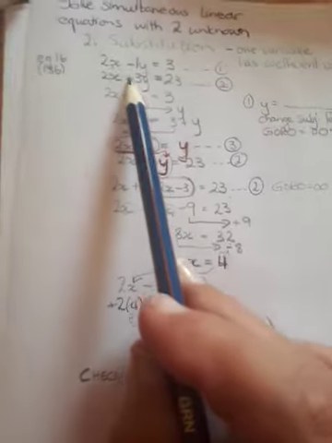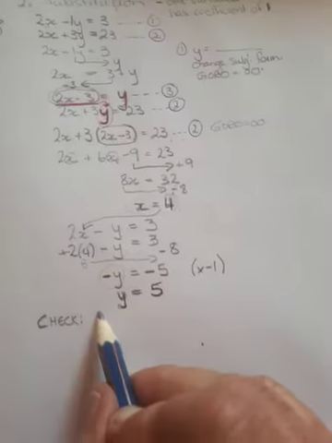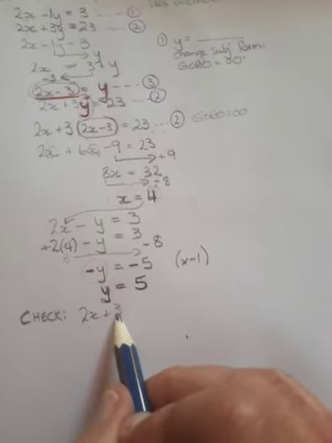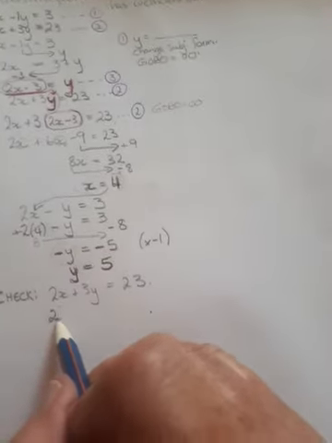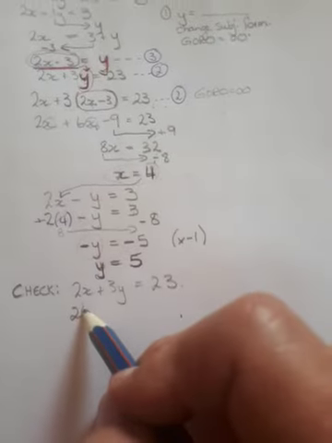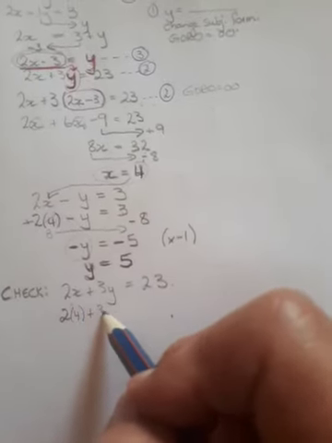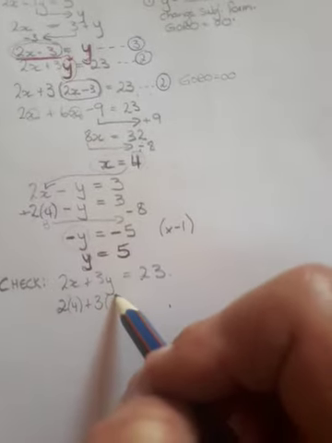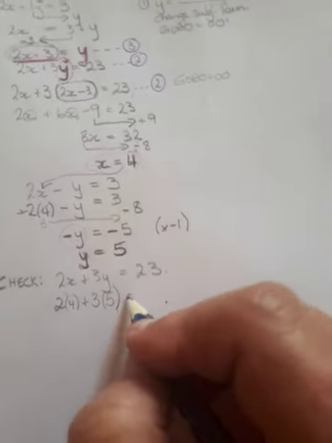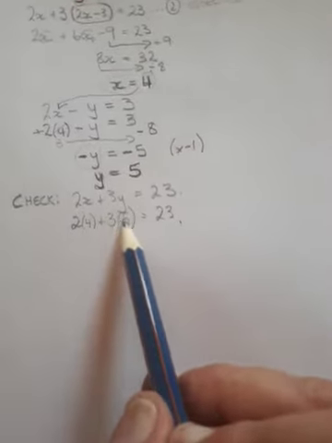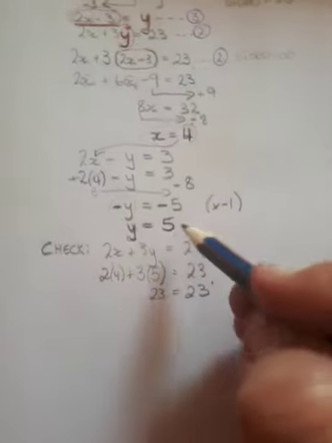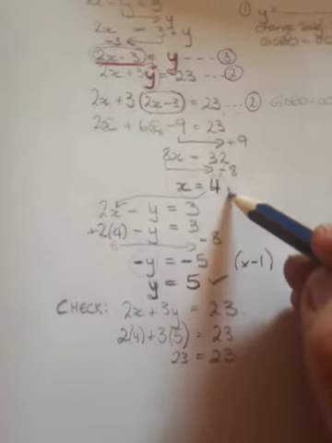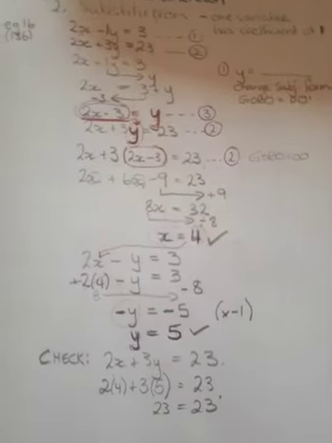Okay, take one of the equations. I will now take equation 2. 2x plus 3y equals 23. Okay, then 2, instead of x we will write 4, plus 3, instead of y we will write 5, and that should give me 23. If you calculate the left hand side, 8 plus 15 is 23 equals 23, and with that we know that the value for x and the value for y are correct.